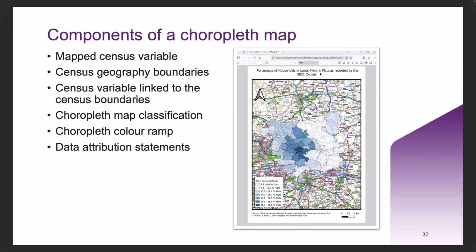So this is why on my PDF here, as well as all my maps that I'm showing in these slides, there is an attribution statement at the bottom that tells you the data came from National Statistics under an open government licence, and it contains Ordnance Survey data because the Ordnance Survey are the ultimate source of those census boundaries, and there's a Crown copyright and database right statement.